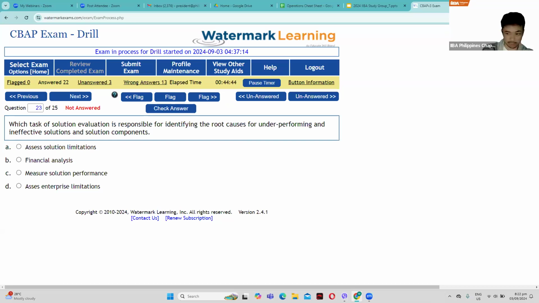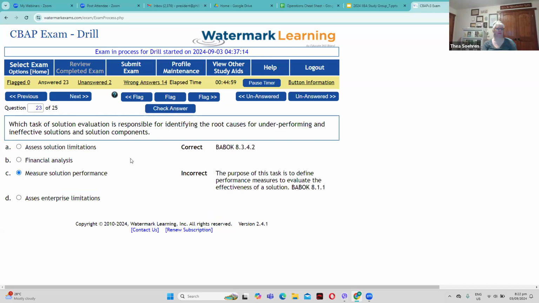Akansola says C. Okay, let's try that one out. That is wrong. So the correct task is assess solution limitations. So it's asking for which task has the definition of identifying root cause for underperforming and ineffective solutions and solution components.